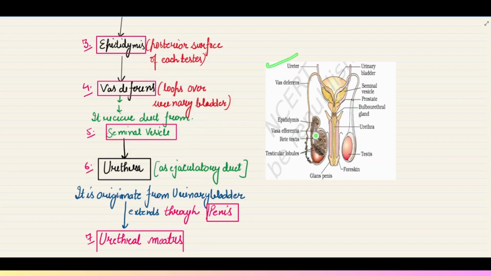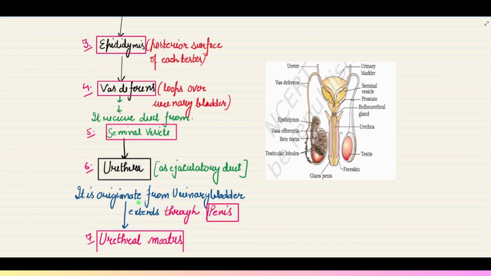As you all can see here, this is the structure of the male reproductive system. These are the testes. From the testes, the vas deferens will go towards the seminal vesicle. The seminal vesicle is present below the urinary bladder. From the seminal vesicles, the vas deferens receives the duct, and it transfers into the next part, the urethra, as the ejaculatory duct.